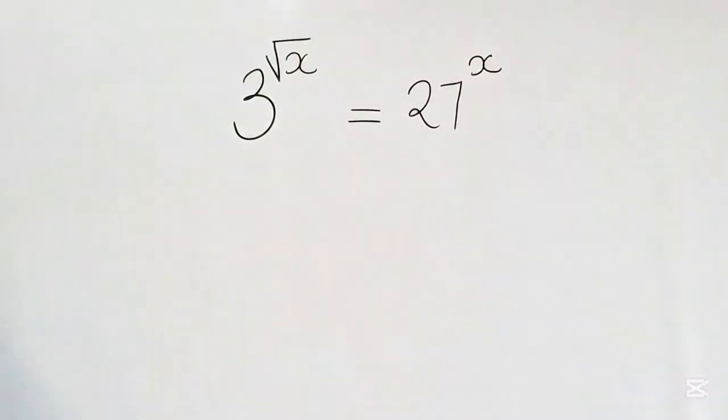Let's solve for x in this equation we have here. If you notice, we have x inside the radical and we have x as a power of 27. To solve this is very easy.